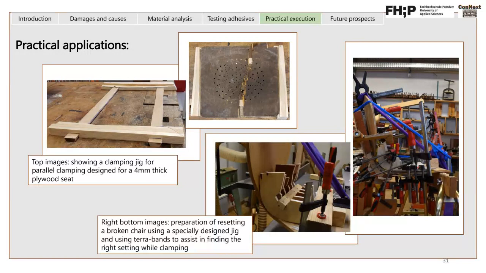Because plywood objects are often oddly shaped with curves and bends in multiple directions, to ensure that the resetting of the broken piece will be successful, the use of specially designed jigs or moldings, and in some cases flexible bends, are required to guide and push the different elements into the right position, as I illustrate here.